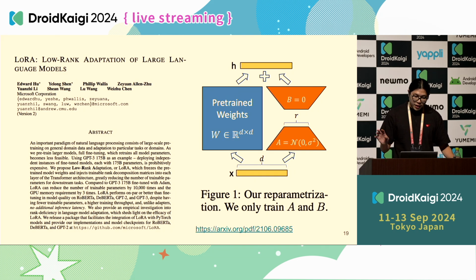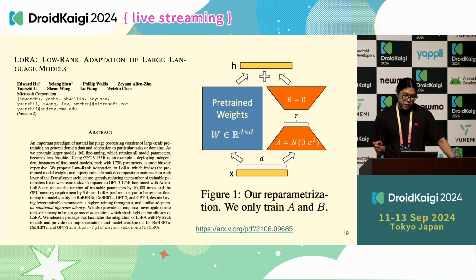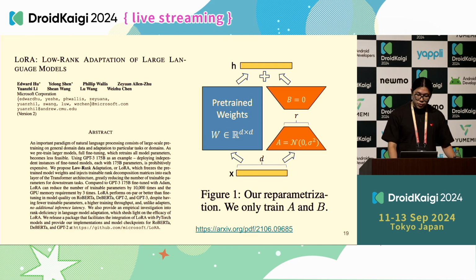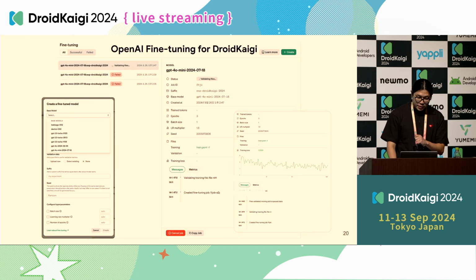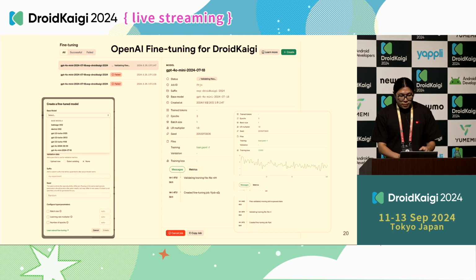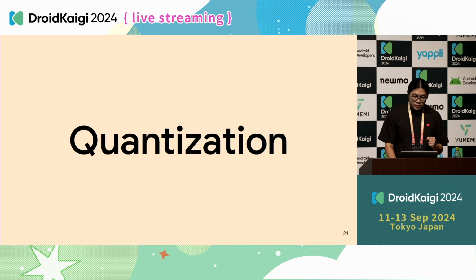You can find detailed information about LoRA in the paper published by Microsoft. In simple terms, LoRA involves keeping the weights of the original model and combining them with the weights from your data. It's simple. Alternatively, both OpenAI and Gemini offer fine-tuning capabilities, allowing you to create your own models. And there is also a hot technology called quantization.